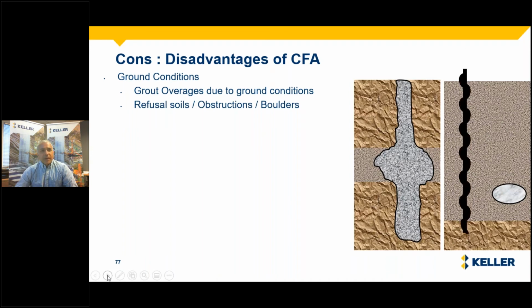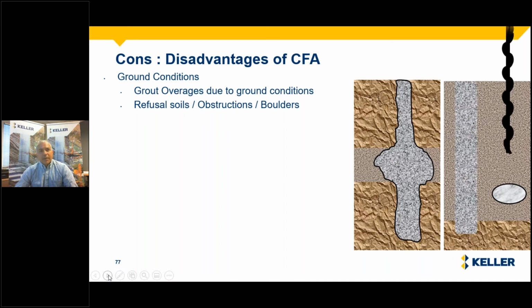In addition, if we install a typical pile in the ground, you're going to get to a bearing layer and install your pile. But if you have boulders and you hit a boulder that is super refusal hard material, it's going to stop your pile short of the desired location. Drilling through boulders is not a possibility in most CFA conditions.